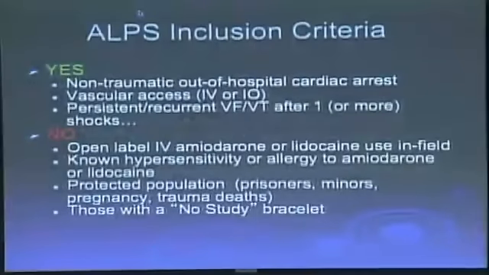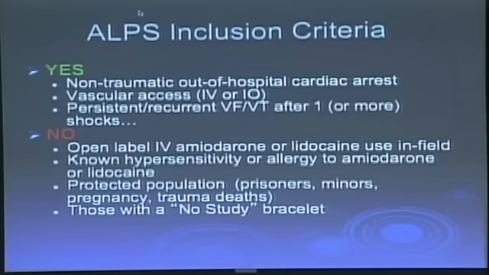So we'll see how it goes. But remember, ALPS: amiodarone, lidocaine, placebo study, non-traumatic out-of-hospital cardiac arrest. You have to have vascular access, persistent recurring VFib or VTach after one or more shocks, which in definition means you will not give the ALPS kit until you've done 2 shocks. One or more means 2. That's how to interpret that.